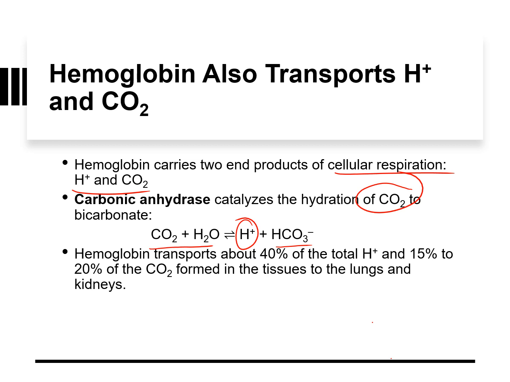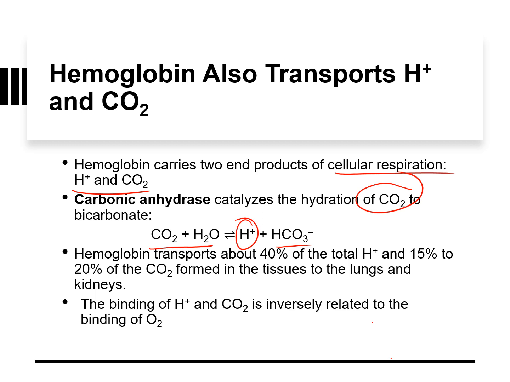Hemoglobin transports about 40% of the hydrogen ion and 15% to 20% of the carbon dioxide that is formed in the tissues to the lungs and the kidneys. If they get to the lungs and the kidneys, they can then be disposed of. Another thing to take note of is the binding of hydrogen ion and carbon dioxide is inversely related to the binding of O2. We're going to examine that in more detail on the next slide.